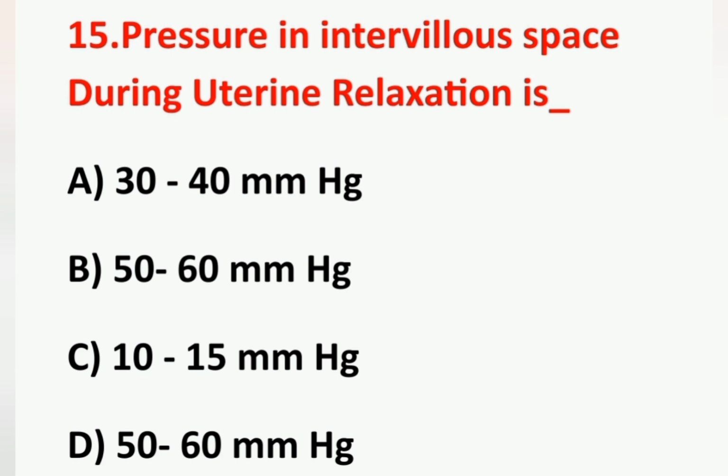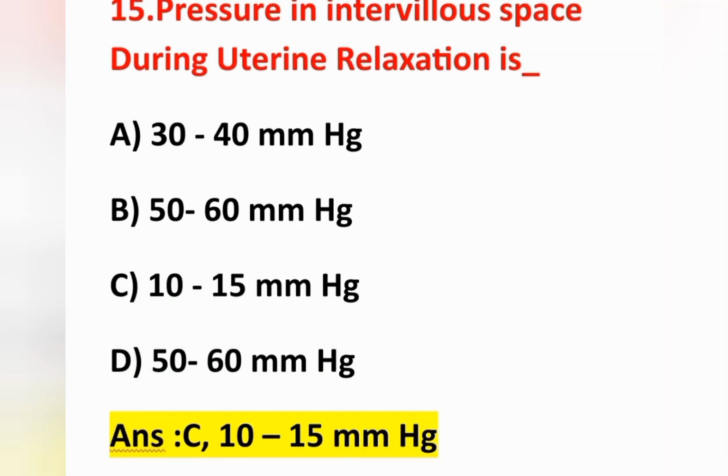And next question: pressure in intervillous space during uterine relaxation. Options are option A 30 to 40 mm Hg, option B 50 to 60 mm Hg, option C 10 to 15 mm Hg, option D 50 to 60 mm Hg. Previous question was about blood flow in the intervillous space. Here it is pressure in the intervillous space during uterine relaxation. Correct answer is 10 to 15 mm Hg. I already told in the previous question what the intervillous space is. Here the pressure during uterine relaxation is 10 to 15 mm Hg, and during uterine contraction it is 30 to 50 mm Hg. Contraction 30 to 50 mm Hg, relaxation 10 to 15.